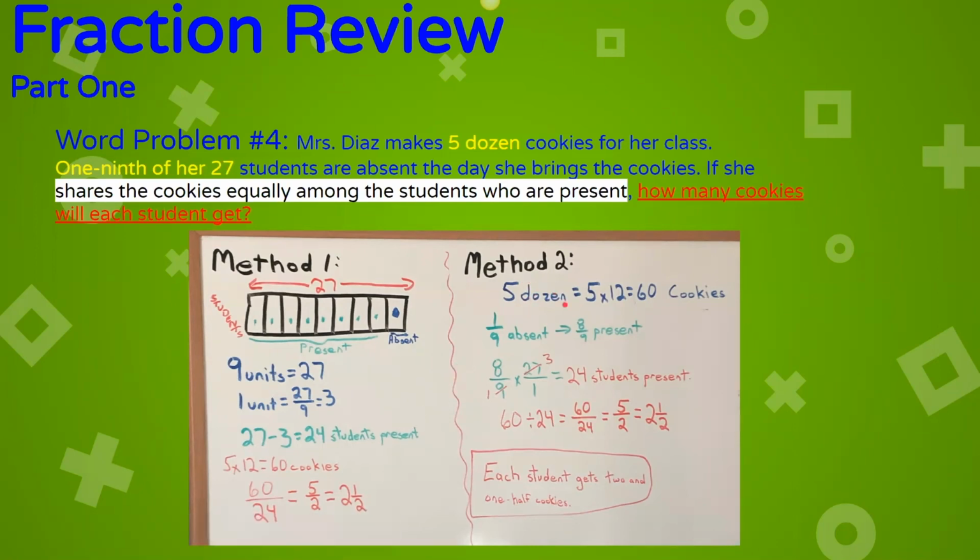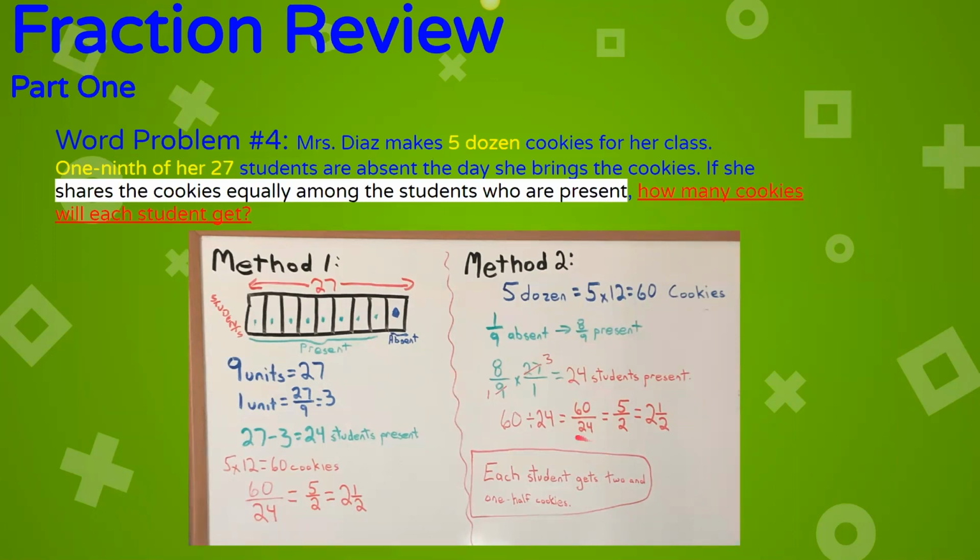First off, we knew we had 5 dozen cookies. 5 multiplied by 12. Again, we established that's 60 total cookies. We also knew 1/9 of the students were absent, which we should know. We can do that in our head. That meant 8/9 of the students were present. So if we want to multiply 8/9 by 27 total, we can also simplify. 9 is going to go into 27 3 times. So that tells us that we have 8 multiplied by 3 over 1 multiplied by 1. We have 24 students present.